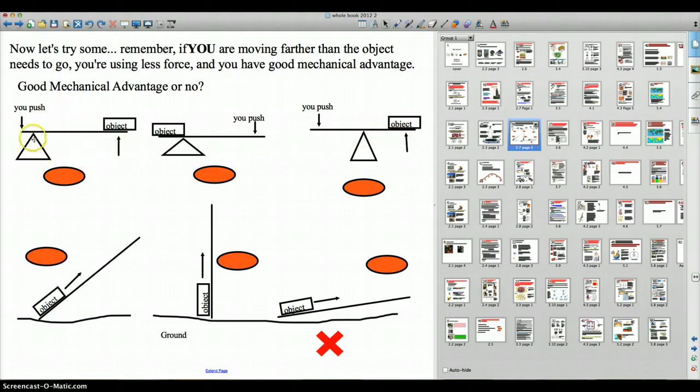Over here, it would be bad because your distance is less than the object's. Here, it's good because your distance is more. An inclined plane always gives you good mechanical advantage. In fact, the flatter it is, the better the mechanical advantage.